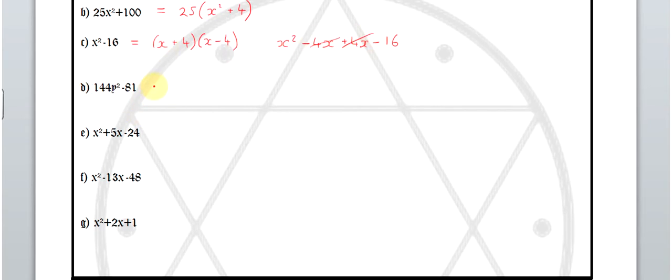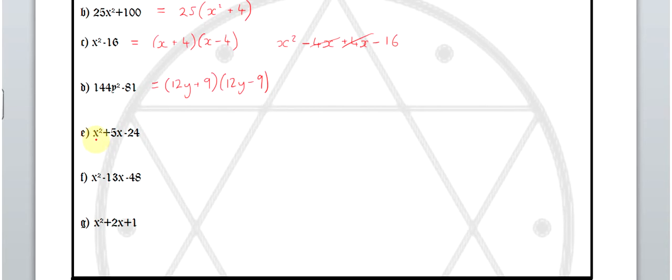Okay, we've got another one here, this is another difference of two squares. Notice the minus is a difference, so it's 12y plus 9 and 12y minus 9. Incidentally, you could have put these signs the other way around. It could have been a minus here and a plus there. It really doesn't matter, as you will find if you multiply out.